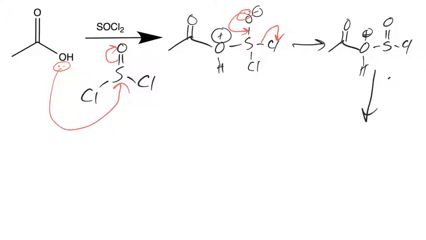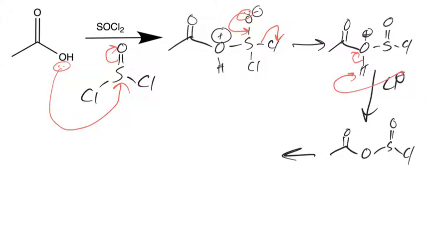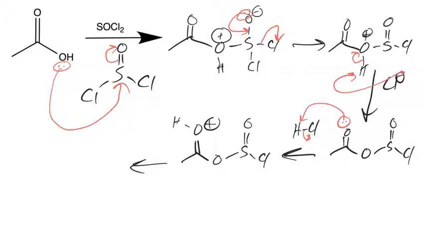And now once we get here, the chloride that came off before can come in and deprotonate, which makes this chlorosulfite ester. And now we have an HCl in solution. And so that HCl can actually protonate this carbonyl here, which then leaves a chloride available in solution again.